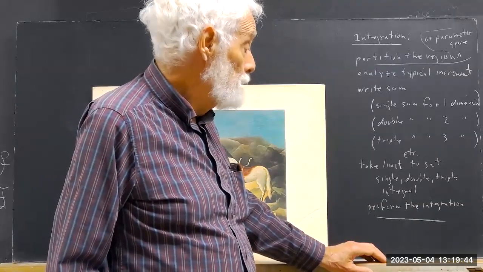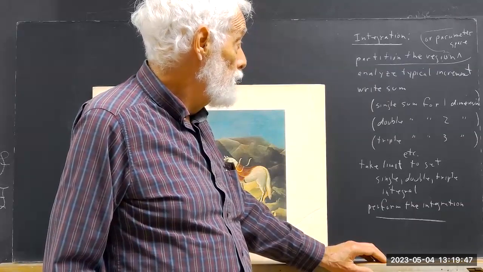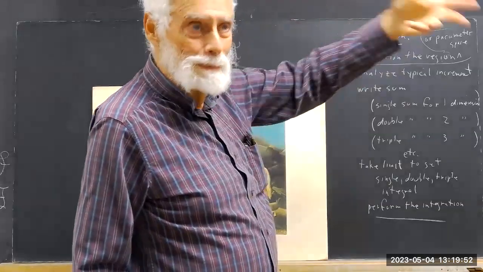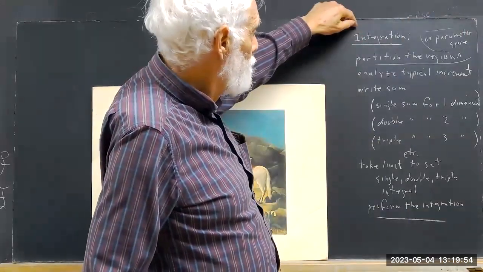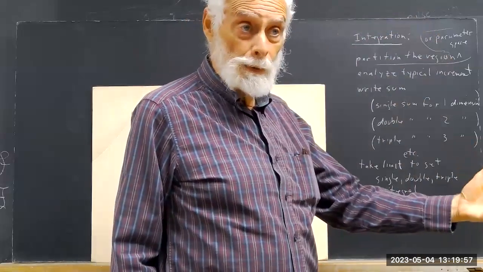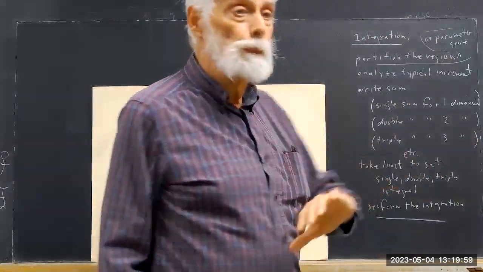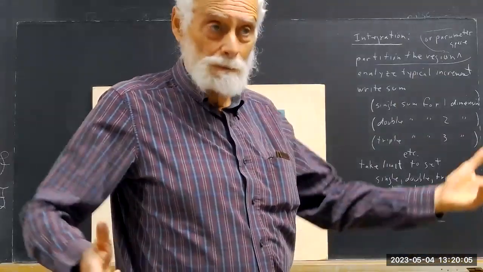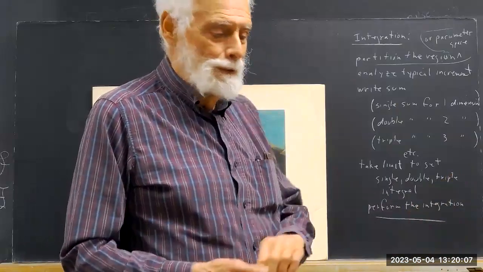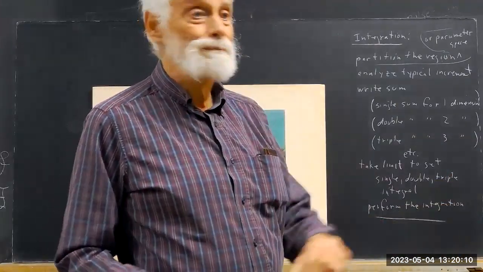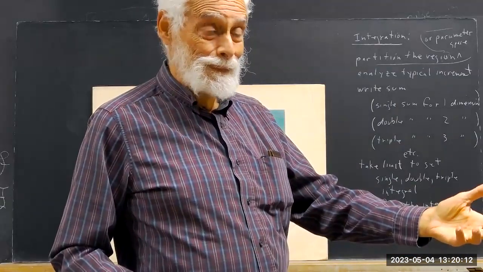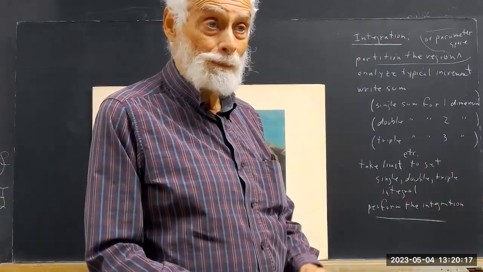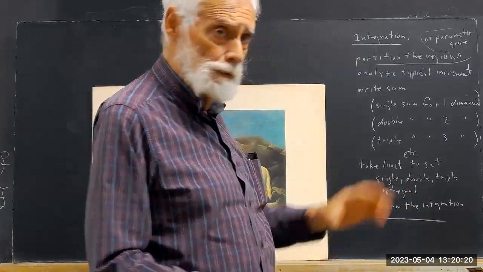Okay, integration. Start from the basics. You partition your region or your parameters. Now, if you've got a two-dimensional region, that might be a region in the plane. Choose the partition of x or y, and then partition the other variable in terms of the x or the y.